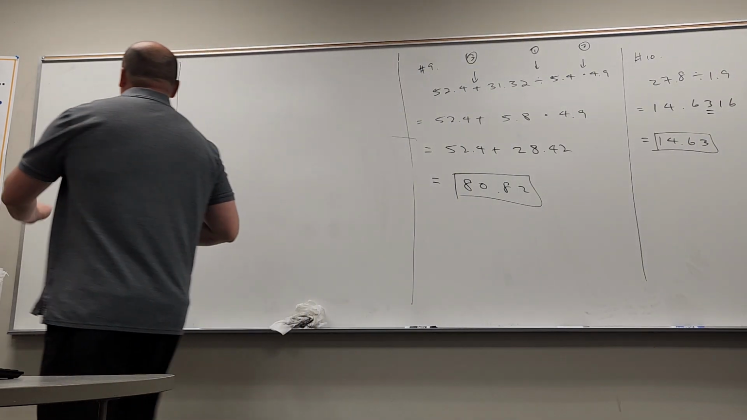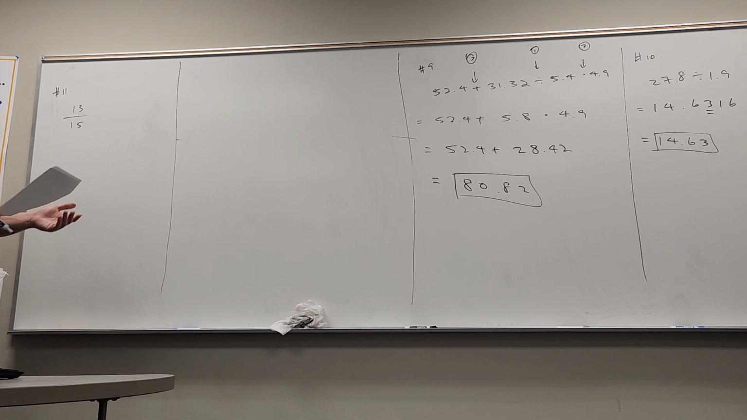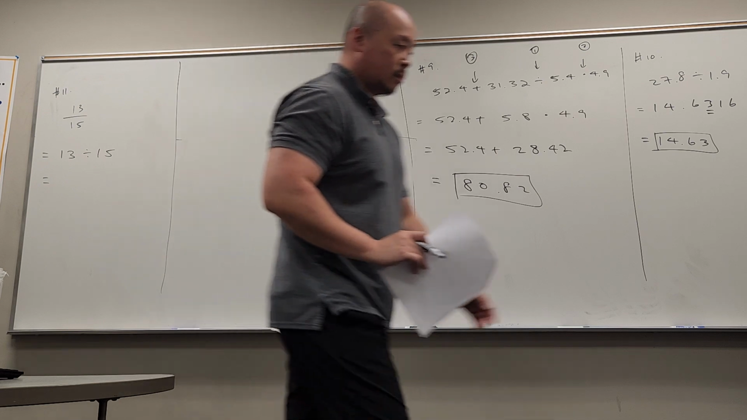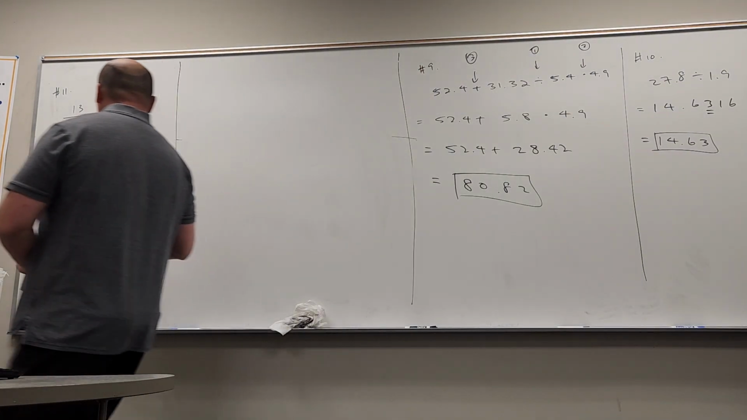Now what about number 11? For number 11, it's 13 over 15. It's a fraction. They want to know what that is as a decimal number. So this is going to be the top divided by the bottom, 13 divided by 15, which you can put in the calculator. Let's see, 13 divided by 15. I have 0.8 and then a repeating decimal. Like this.